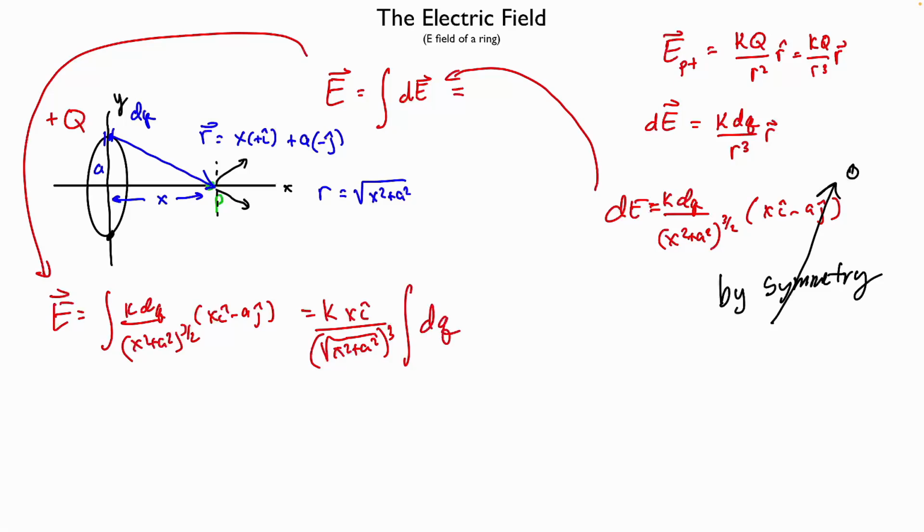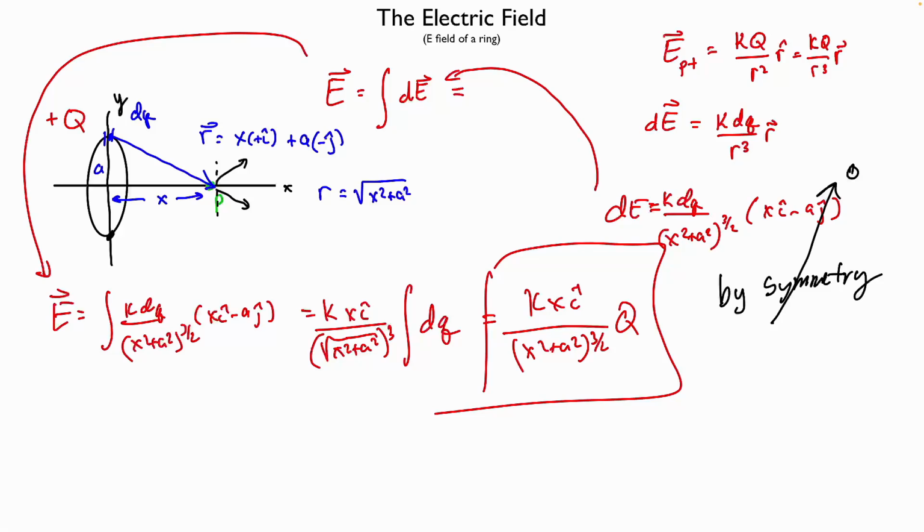So that leaves me only with the integral of dq. If I break a ring that has a total charge Q on it, evenly cut it into little dq's, and then add them all up again, what am I going to get? Q! And that's it! I'm done!